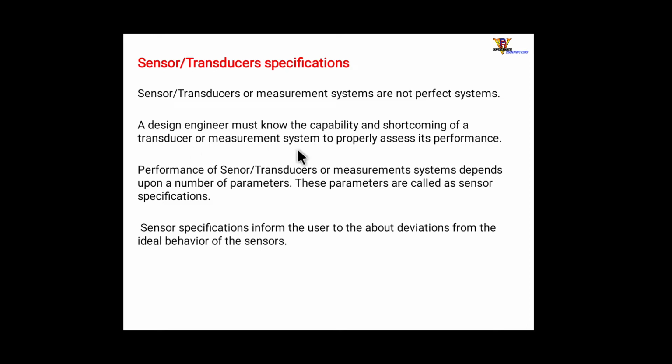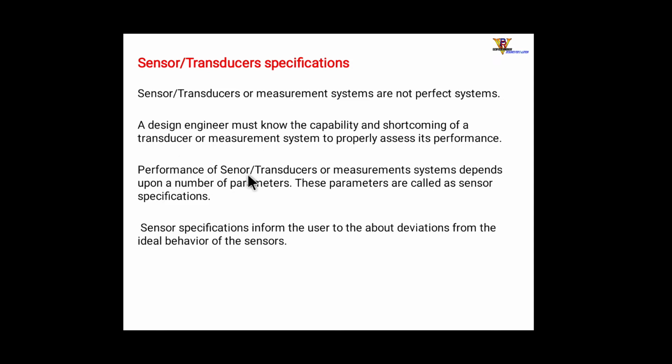Suppose we want to measure any quantity, so the design engineer must know what are the shortcomings of the tools or devices that he is using for measuring the quantity. So he must know the shortcomings of the transducer, sensing elements or measurement systems.